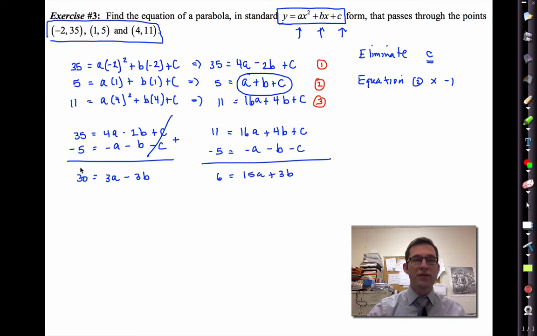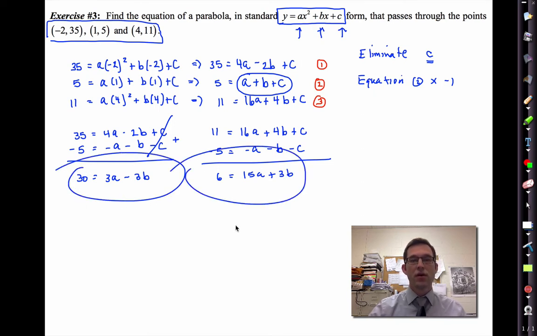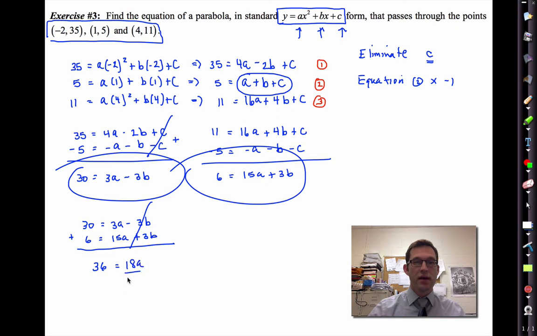And now what I have is a system of 2 equations with 2 unknowns. Okay? Now, one of the things that makes this system very easy to solve, especially if I stack them vertically, it'll be easier for me to see, is that if I add them together right now, the b's will cancel. Sometimes that happens. Add them together. I get 36 equals 18a. Divide both sides by 18, and a will be 2.